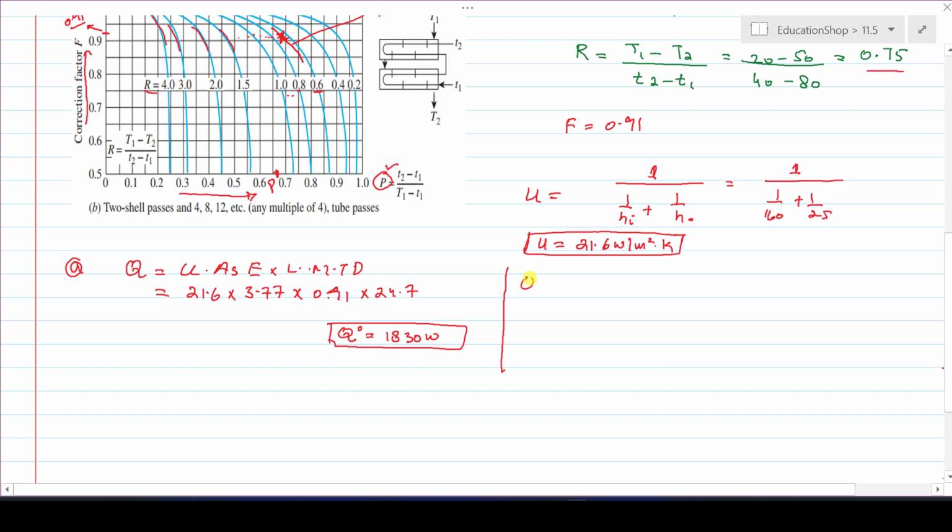Next is to find the amount of heat transfer when the fouling factor is added. For case B, only the overall heat transfer coefficient will change, that is equal to 1 divided by (1 over Hi plus 1 over H naught plus fouling factor). Just simply enter the values, that is 1 divided by (1 divided by 160 plus 1 divided by 25 plus the fouling factor, 0.0006). Just solve this on a calculator and you will get the overall heat transfer coefficient, in watt per meter square Kelvin.